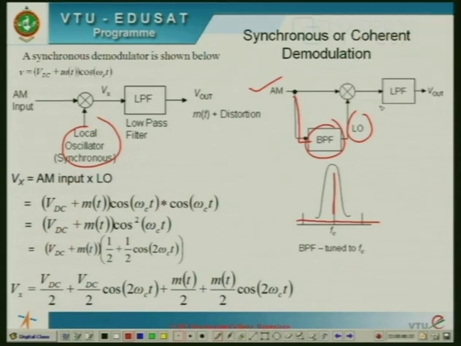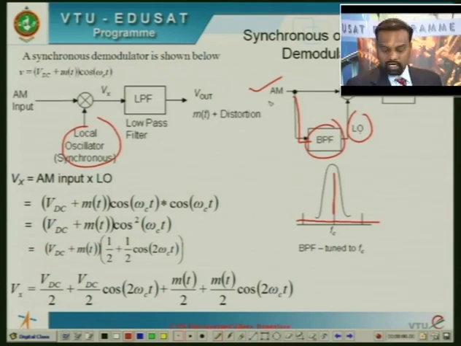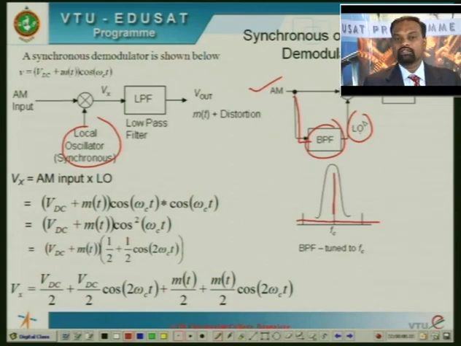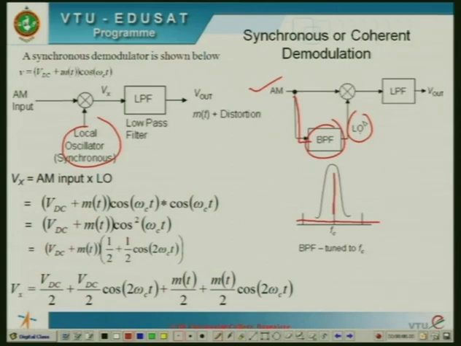This cos of omega ct extracted from the band pass filter is now used as the local oscillator signal, and we multiply it with the AM signal, so that even if there is any deviation in the AM signal, the same deviations also occur in this local oscillator signal, and you will be able to exactly reproduce your m of t from the input signal. And that is why we call it the synchronous or coherent demodulation technique.